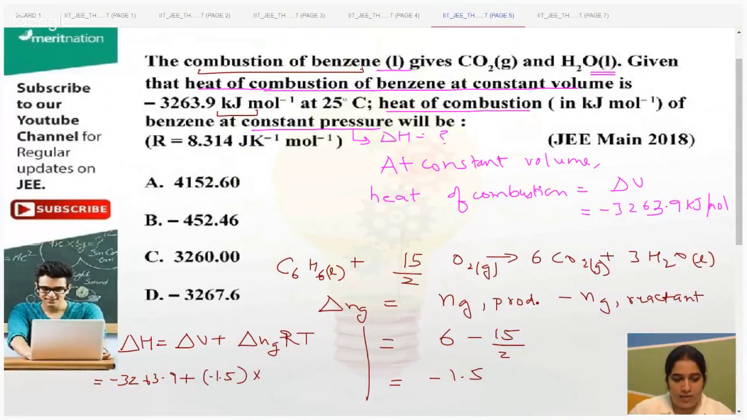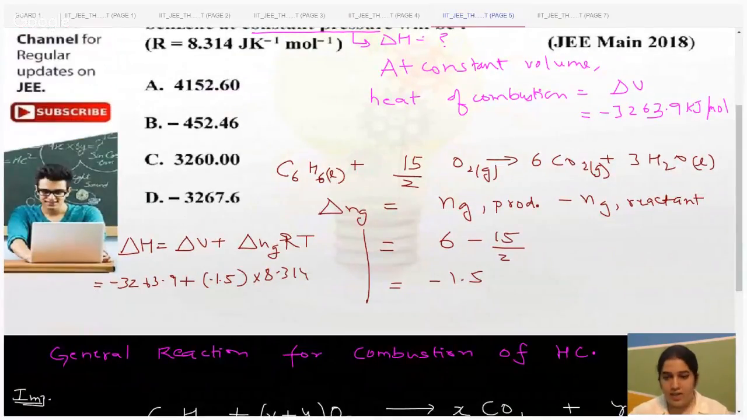Now R's value is 8.314 joules per Kelvin per mole. And this is given to me in kilojoules. So we need to convert joules to kilojoules. So multiply by 10 to the power minus 3 into temperature. Temperature is 25 degrees Celsius, which becomes 298 Kelvin. So when you find this out, the answer will come out to be minus 3267.6. Such that the correct answer is option D.